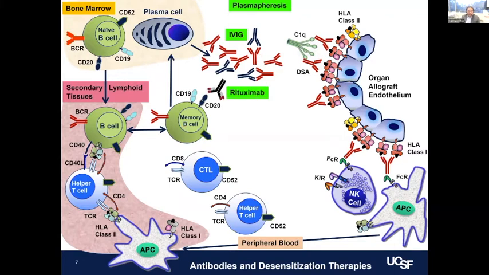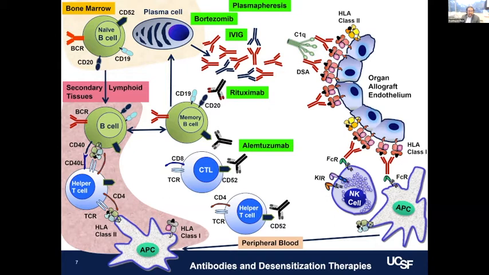Then Rituxan can selectively deplete the B cells, but it doesn't deplete the plasma cells because the plasma cells don't express CD20. So the antibody can still be produced, but you can avoid a new antibody response by using anti-CD20 antibodies. Then bortezomib can destroy the plasma cells or activated cells of any type. So it has a lot of lethal effects, so a lot of centers stopped using that.